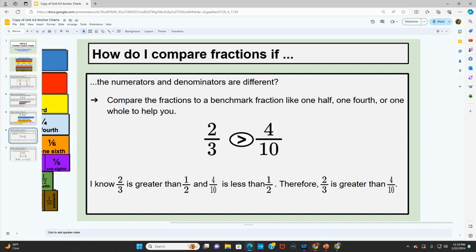When the numerators and denominators are different, compare the fractions to a benchmark fraction like 1/2 and 1/4 or 1 whole to help you. So for example, we know 2/3 is greater than 1/2 and 4/10 is less than 1/2. Therefore, 2/3 is greater than 4/10.